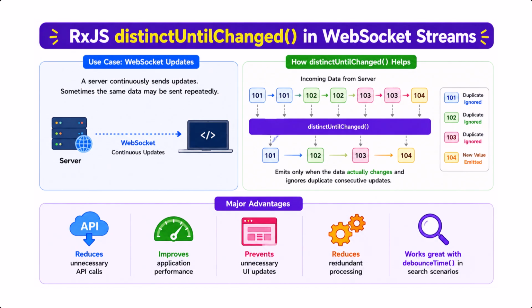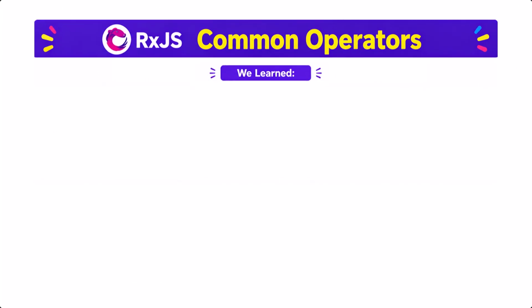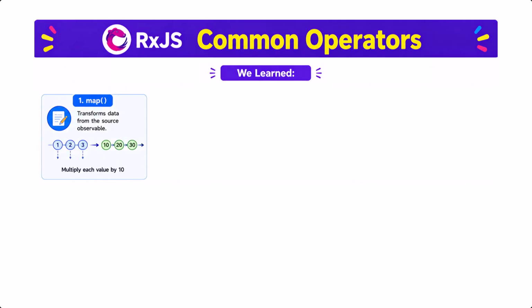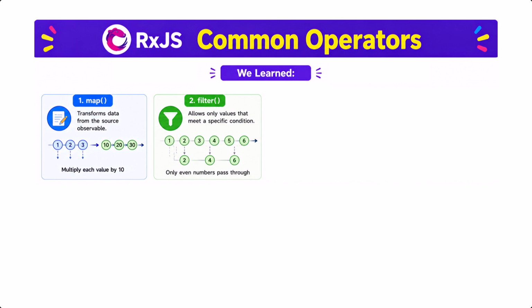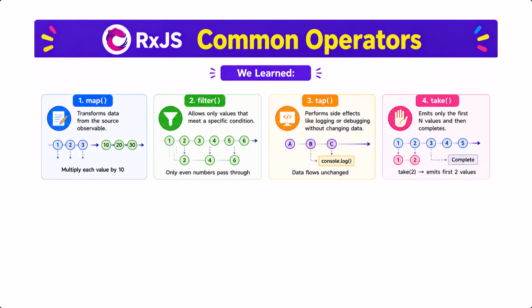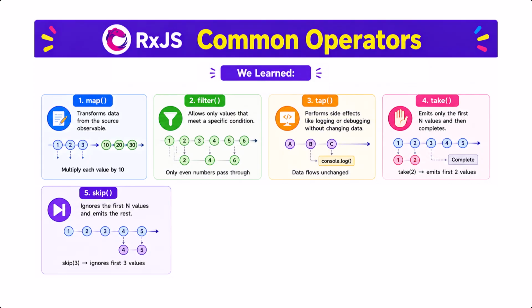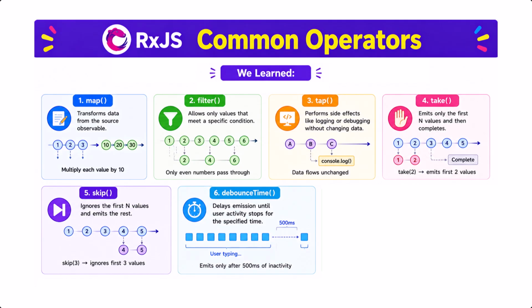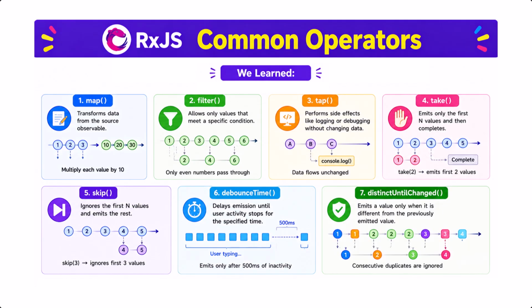I hope you now understand how distinctUntilChanged works and when to use it. Alright, that's all for this video. Today, we explored some of the most commonly used RxJS operators. We learned map for transforming data, filter for allowing only specific values, tap for logging, debugging, and other side effects, take for limiting the number of emissions, skip for ignoring initial values, debounceTime for delaying emissions until user activity stops, and distinctUntilChanged for preventing consecutive duplicate values.